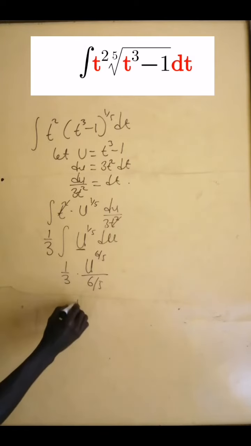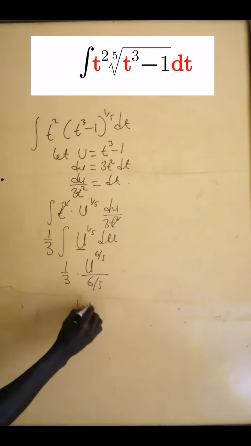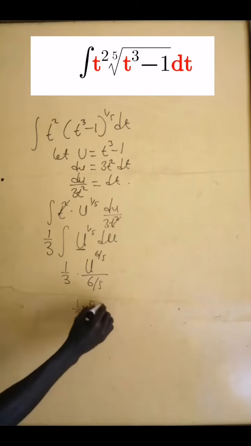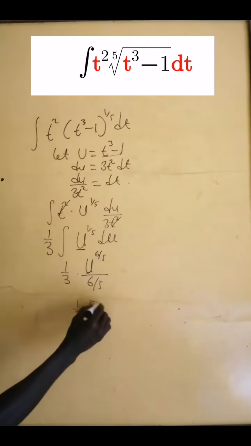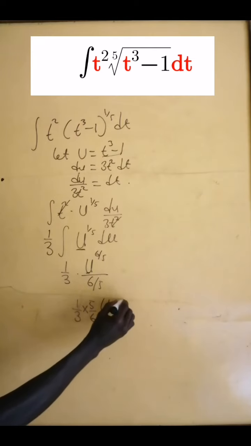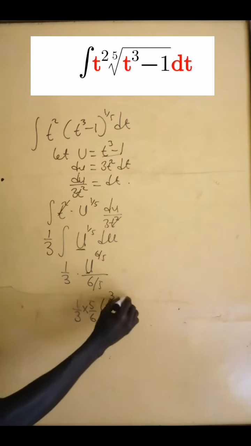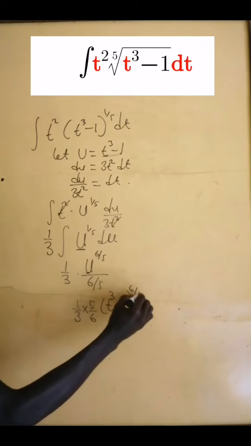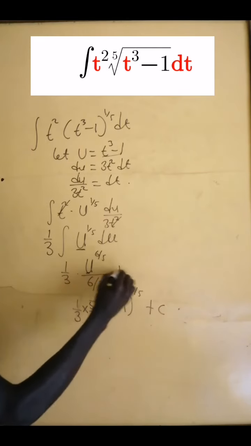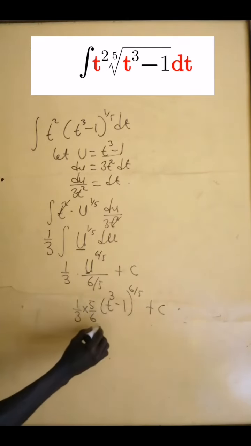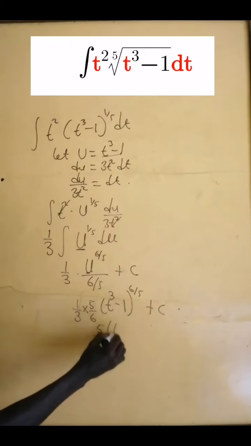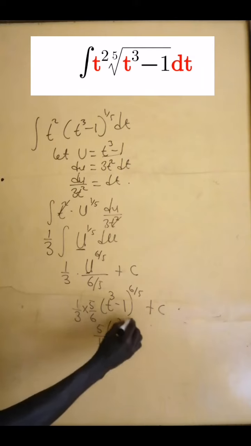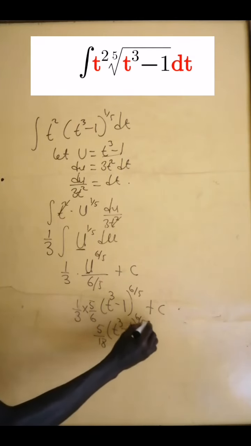Then 6/5 will turn upside down, so we have 1/3 times 5/6 times u, where u is t cubed minus 1. So we put there (t^3 minus 1) to the power 6/5 plus c. That's the integral constant. So we have 1/3 of 5/6 gives 5/18 times (t^3 minus 1) to the power 6/5 plus c.